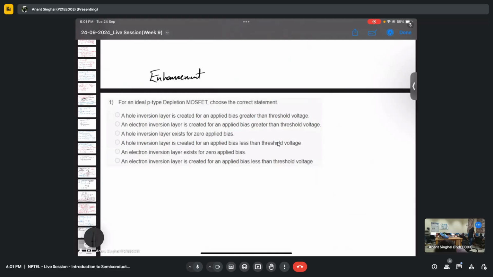So this is the first question that we have: for an ideal p-type depletion MOSFET, choose the correct statement. Do you want to give it a try? Maybe I can give you 2 minutes to think which option suits the best, and let me know. Let's say options are A, B, C, D, E, F. So you can take 2 minutes and then let me know. Is it fine? Yes, sir.